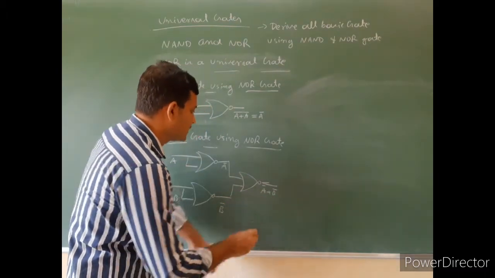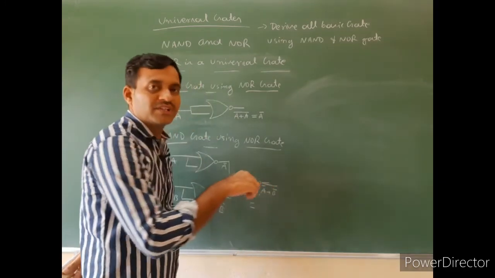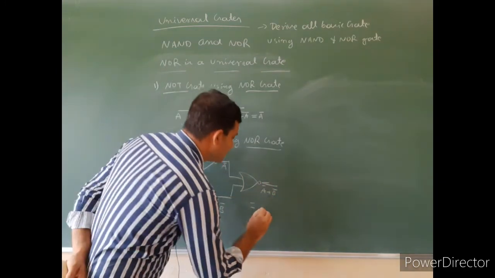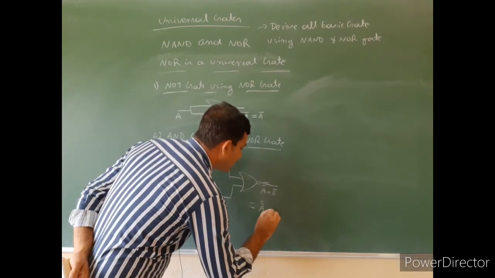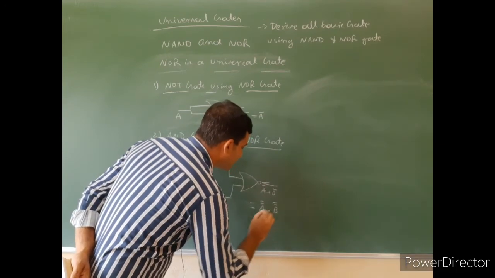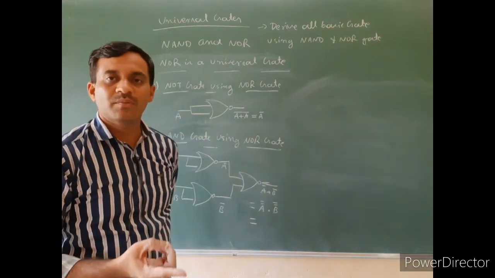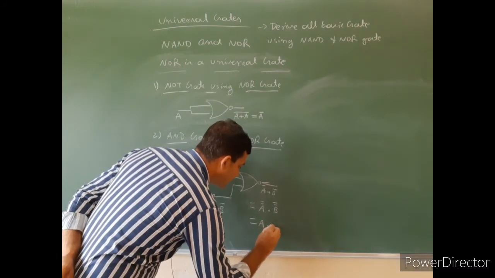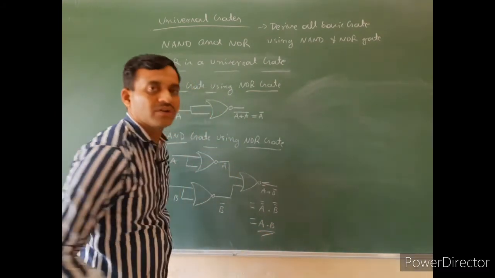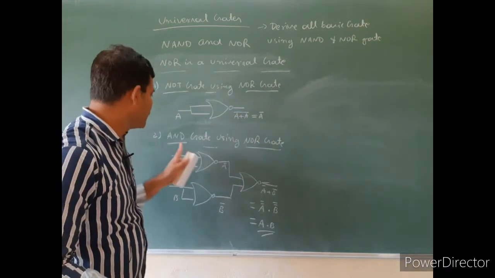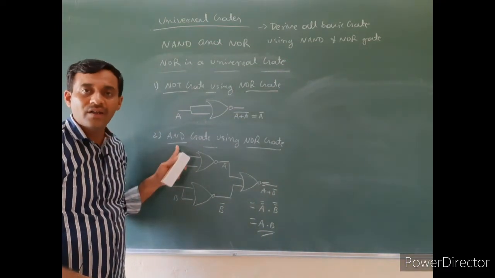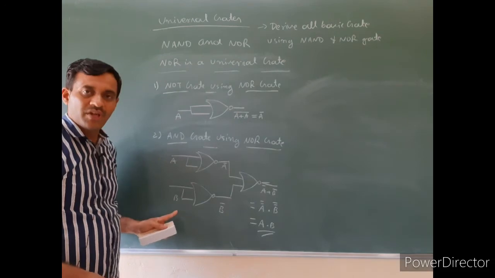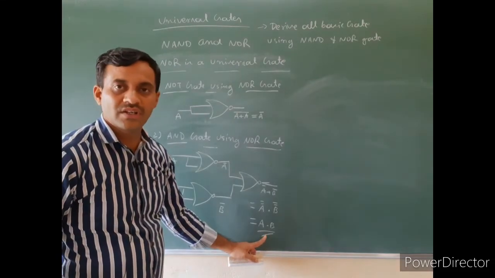Then apply De Morgan's theorem. What is De Morgan's? Split the sign, change the sign. Then it becomes A double bar into B double bar. Again we know that x double bar is equal to x. So based on that it becomes A into B. What is the output? The output is A into B, which is the output of the AND gate. We take inputs A and B, then the output is A into B.